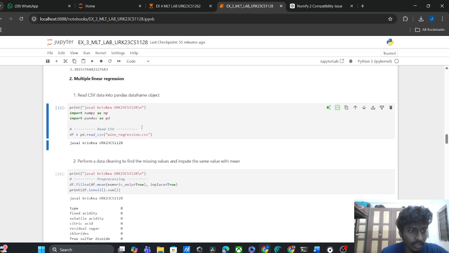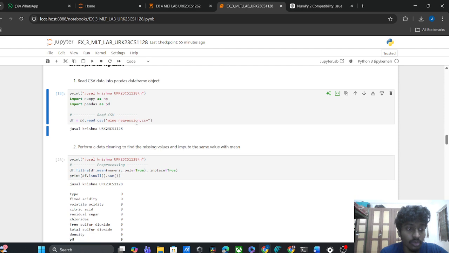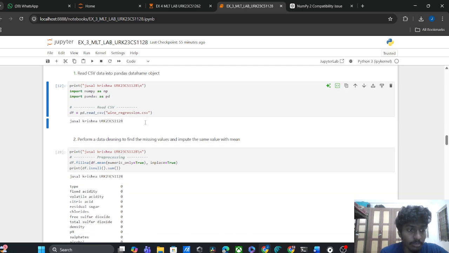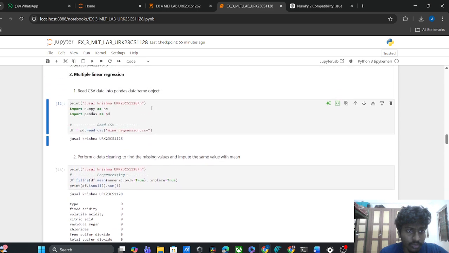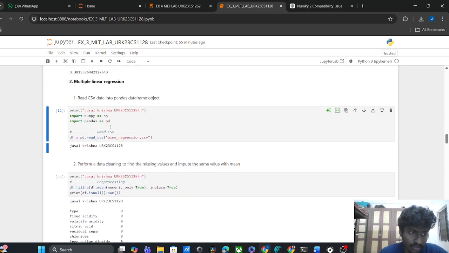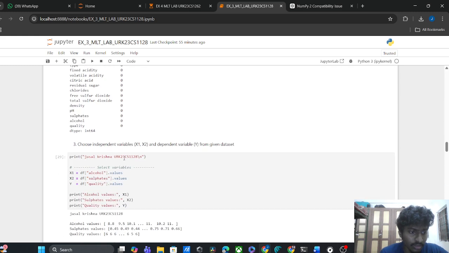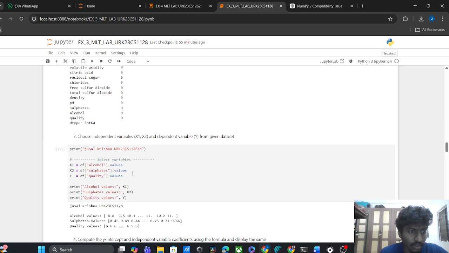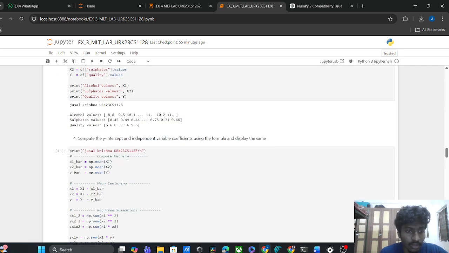For multiple linear regression, in this experiment we implement multiple linear regression. Unlike simple linear regression, this model uses more than one independent variable: b0 plus b1 x1 plus b2 x2. First, we are reading the CSV file. Then we are data cleaning it, and we are choosing the variables. X1 is equal to alcohol, X2 is equal to sulphates, Y is equal to wine quality.